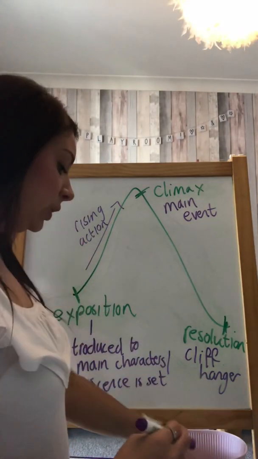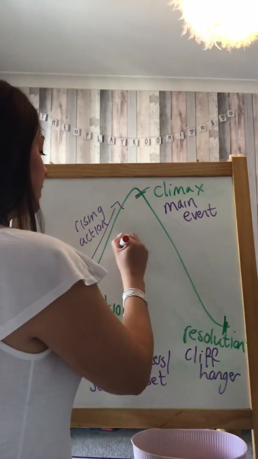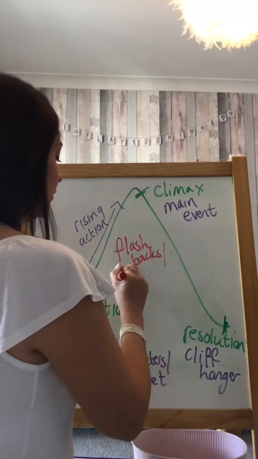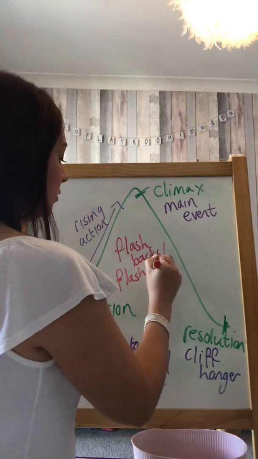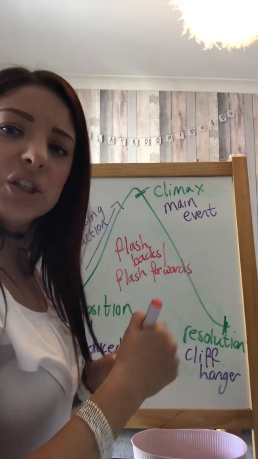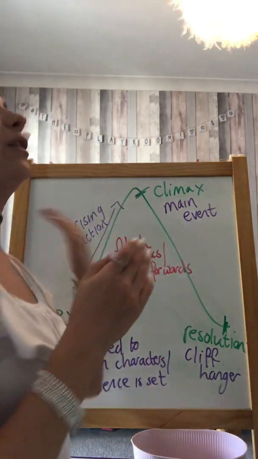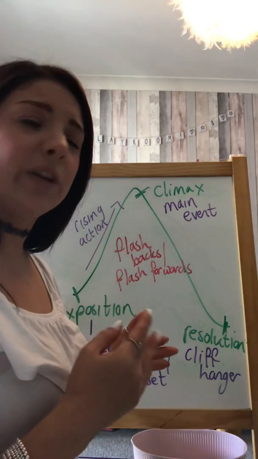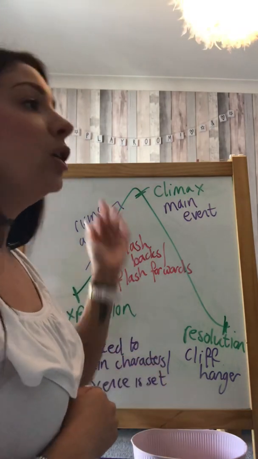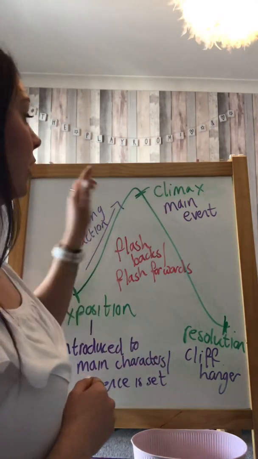A lot of films will use flashbacks as well as flash forwards. Think about why they do this. Obviously it can be quite confusing, but why are they particularly flashing back in the past or looking forward? Think about the climax.